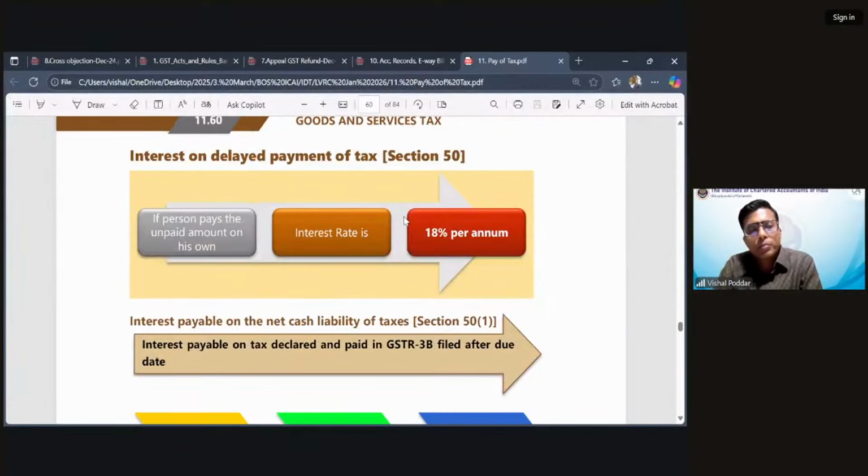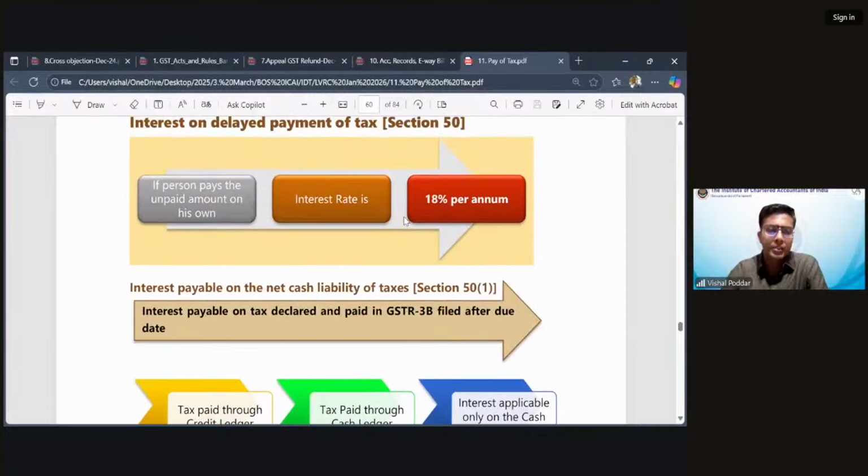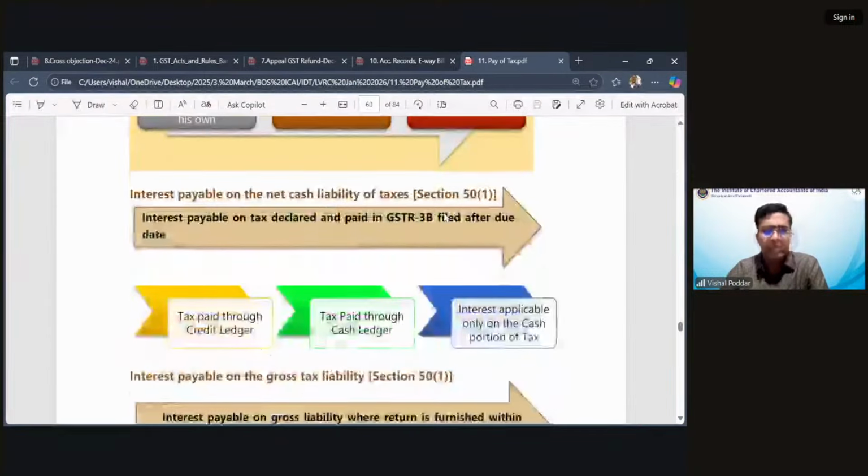Next is the portion relating to interest. Now, whenever you are making payment to government late, obviously there has to be some pecuniary interest for penalizing you for this late payment. This is provided for by virtue of Section 50 in the CGST and the SGST Act. What Section 50 is talking about, it says that if a person pays the unpaid amount on his own, the interest rate is 18%. Fine.